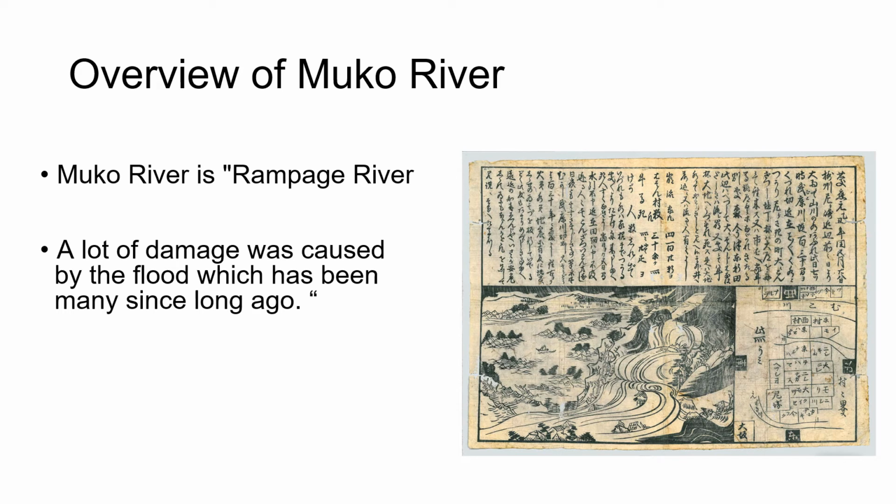First of all, I will explain about the Muko River. The Muko River has long been called the Rampage River because it has often flooded and caused a lot of damage. So let's take a look at the danger of the Muko River while explaining past flood damage.